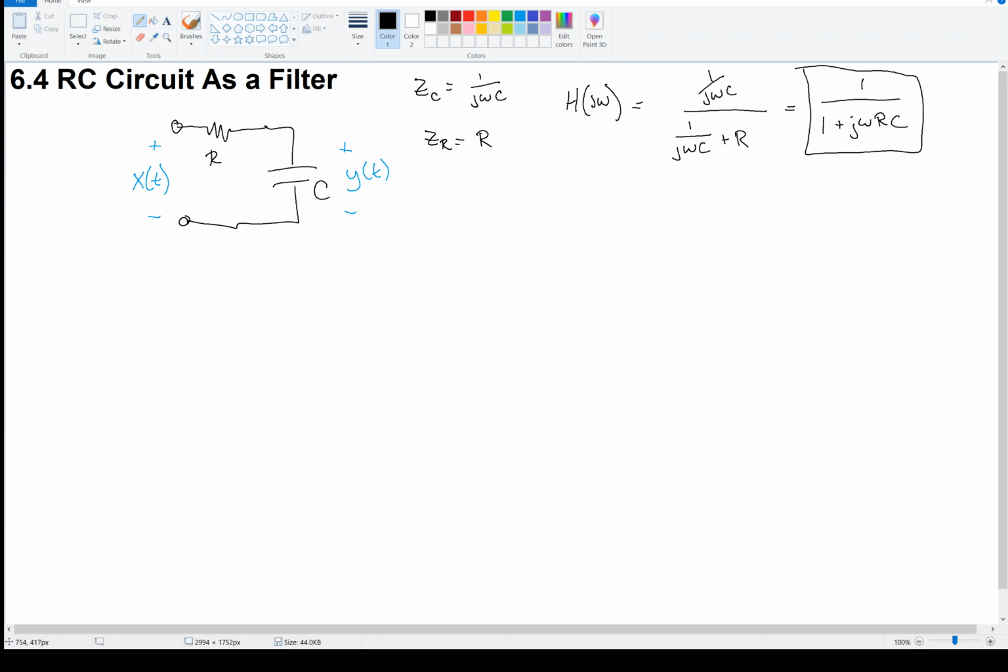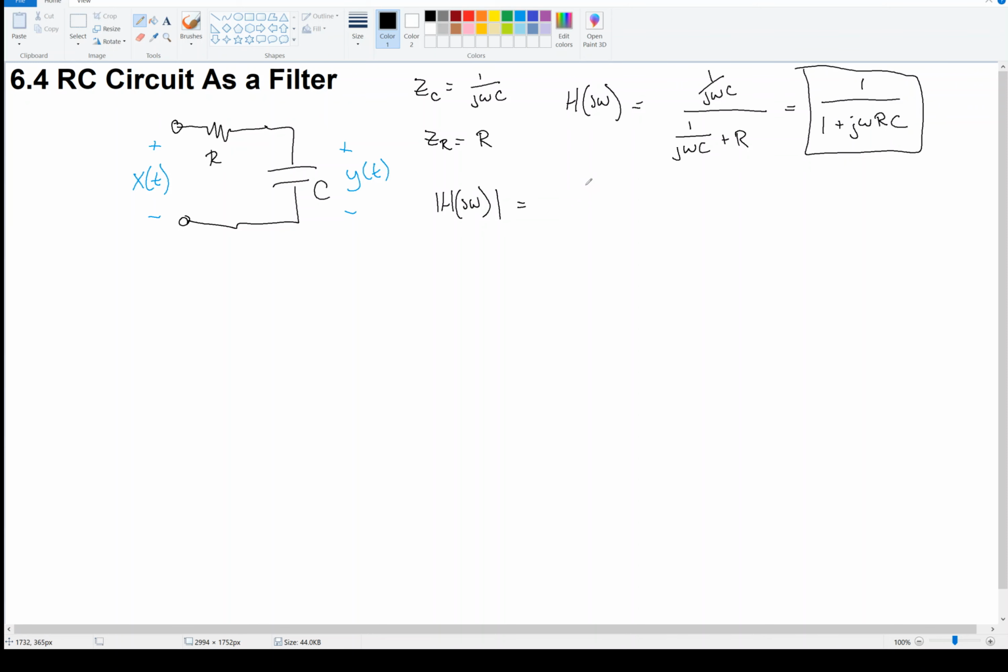As we've shown before, we might need the magnitude of the frequency response. That's called the magnitude response. And we might need the phase of the frequency response, called the phase response. So let's start with the magnitude of this complex number.